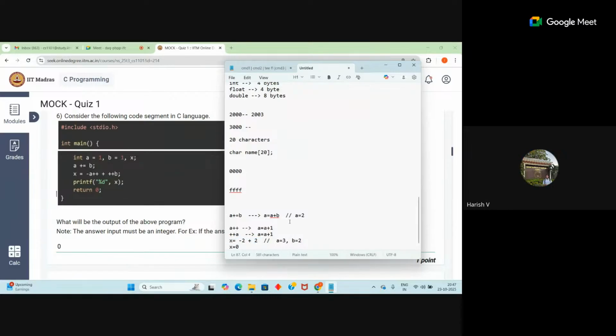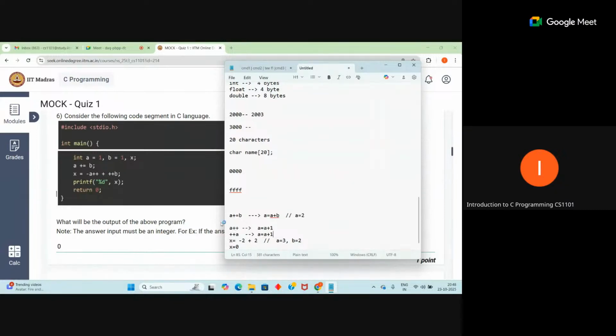Ma'am, suppose A plus plus means A is equal to A plus 1. But in the question, plus plus B means B equal to B plus 1. Ma'am, you have to put plus plus A? You are saying instead of B you want to put plus plus A. Okay. So both A plus plus or plus plus A are the same, A equal to A plus 1 only.